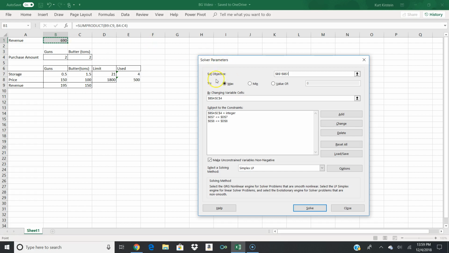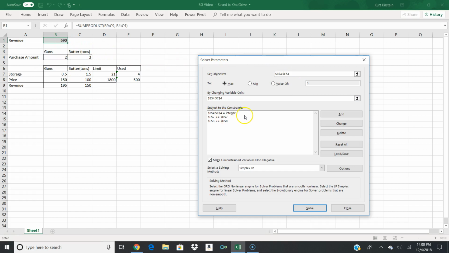What we want to do is make this the maximum value. So we'll check that box to ensure that we're trying to get to the maximum value. We're going to try to make that the maximum value by going to our second piece, which is our changing cells. The changing cells are these 2 cells right here, B4 and C4. So far we've said we're going to change B4 and C4 to maximize what's in B1.